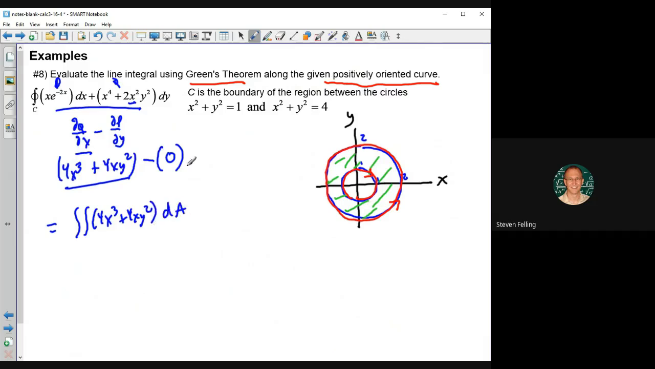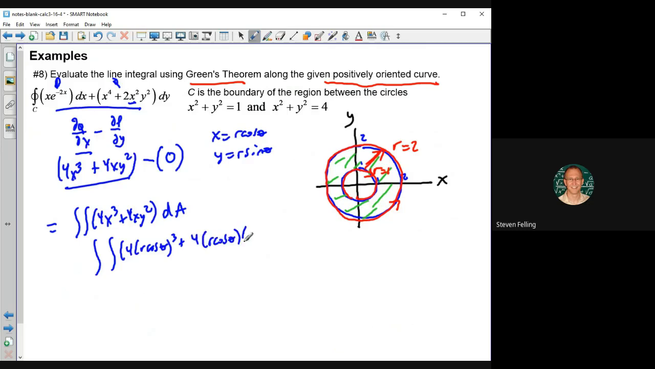over some area. Okay, to cover this area, definitely polar coordinates. We'll go this way. This would be from r equals 1 to r equals 2. So to set this integral up, since we're going to go polar, we have to replace things. X's get replaced with r cosine thetas. Y's get replaced with r sine thetas, right? So we would have to make this 4 times r cosine theta cubed plus 4 times r cosine theta times r sine theta squared, and then the dA will be r dr d theta.